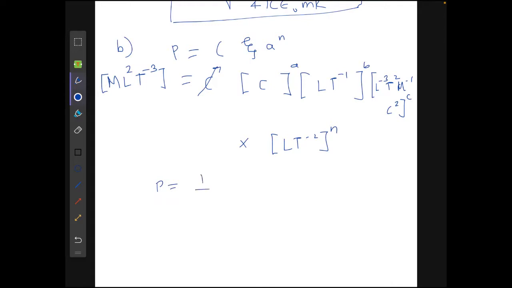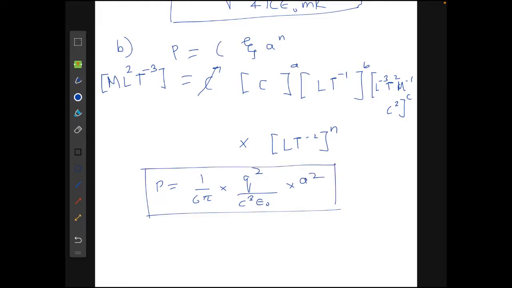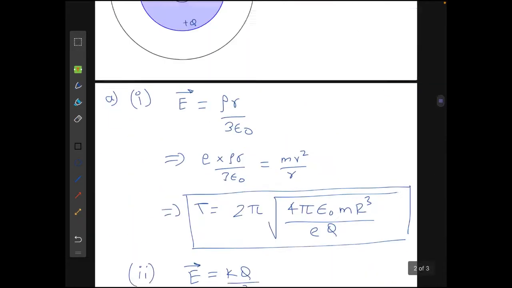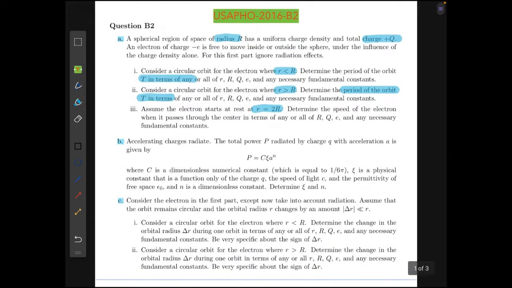We get power as 1 by 6 pi times q square by c cube epsilon naught multiplied by a square. You can work out the calculations, they are pretty simple, so I'm just skipping them. Now comes the most important part of the question.